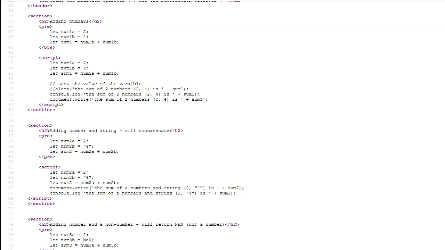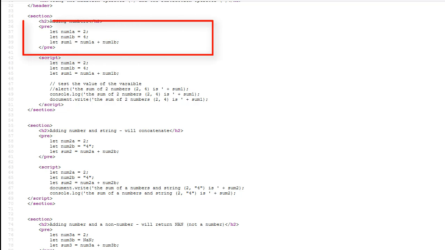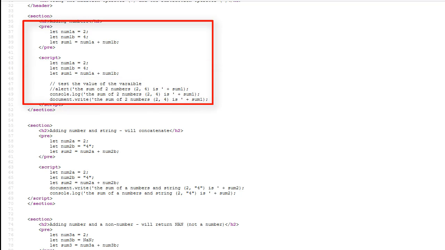So to give you an example, looking at the source code, here in my opening and closing pre-tag, I have the variable declarations that I'll actually be using. And then in my JavaScript, I have those variable declarations again, plus I have my console statement and my document.write statement. So it's easy to see what's happening by looking at one file on the web page.